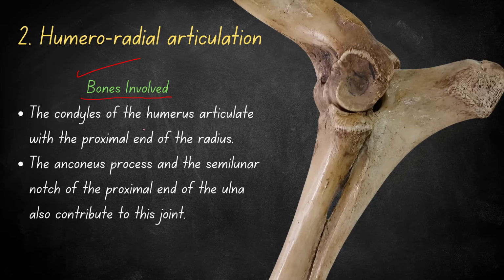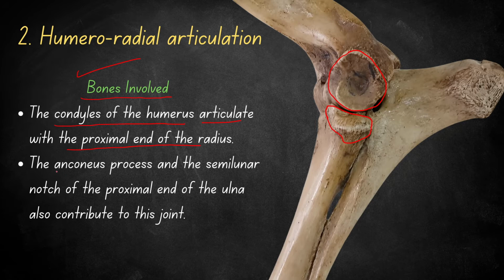The joint is formed by the condyles of the humerus, which articulate with the proximal end of the radius. So you can see that this one is the condyle of the humerus, and this one is the proximal end of the radius. So the joint is formed.